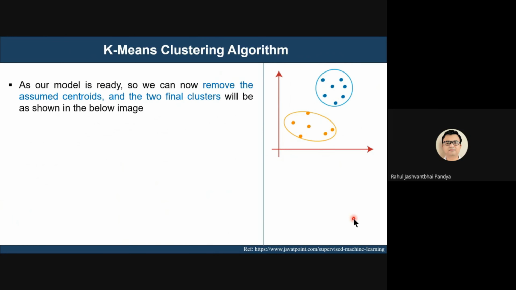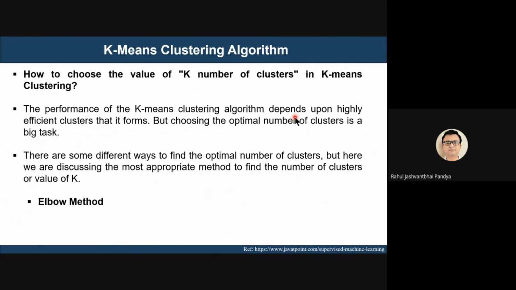As our model is ready, we can now remove the assumed centroids as we don't need them anymore, and two final clusters are as shown in the image, right? So these two are my final centroids. We can remove the median line in order to show the centroid, because those are the inherent steps to reach these two clusters. So here k equals 2. I frame my two clusters. So that's how the algorithm works here in identifying the number of clusters and segregating the data points into the clusters.